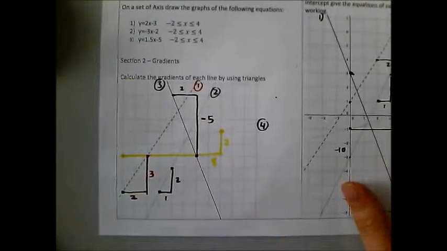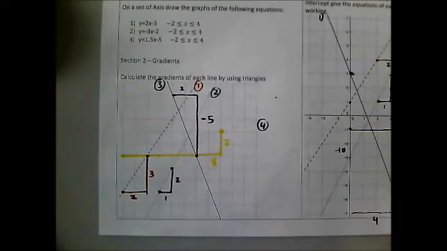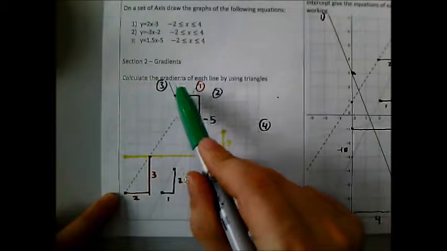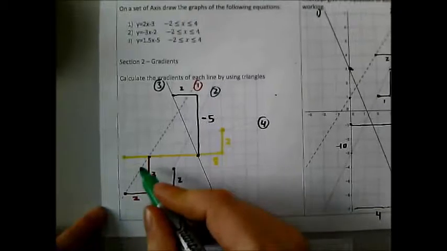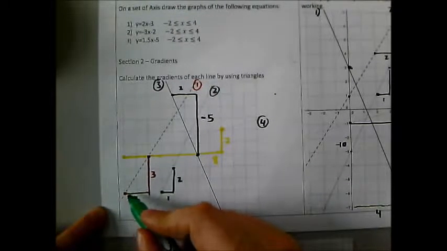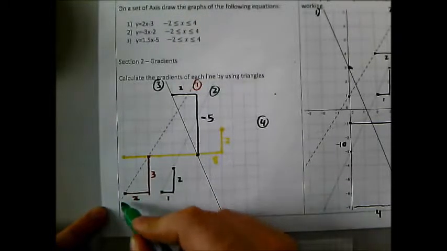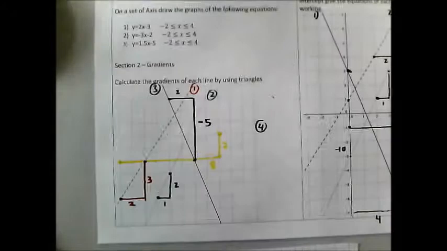Okay, now for section 2, I have drawn triangles for each of my lines, and I've made sure that when drawing my triangles, my plotted points are where there's an easy point to read it from. I'm going to zoom in a little bit.